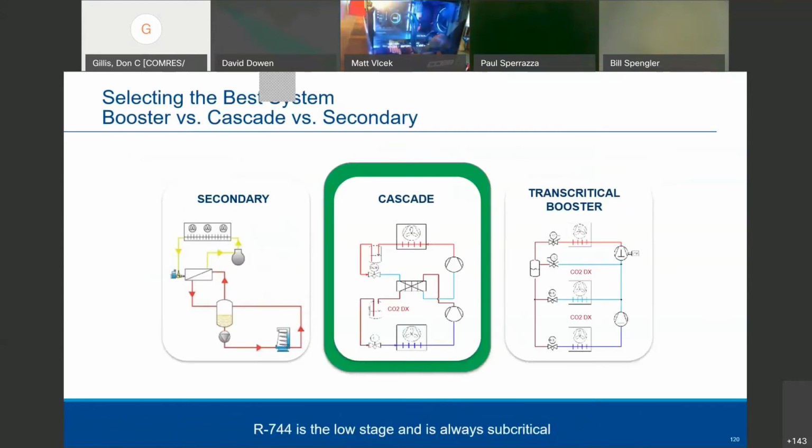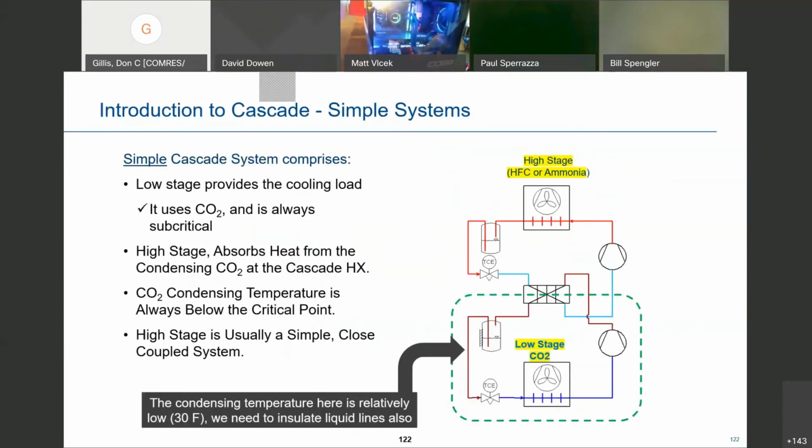I'm going to talk a little bit about the cascade systems. I think we're all familiar with those, the DX systems. The high stage is going to be either an HFC or possibly an ammonia. Again, we're only seeing the temperature here. We're condensing in the heat exchanger here, so it's not seeing outside ambient. The low stage provides the cooling load. It uses CO2 and is always subcritical. The high stage absorbs the heat from the condensing CO2 in the cascade heat exchanger. The CO2 condensing temperature is always below the critical point.